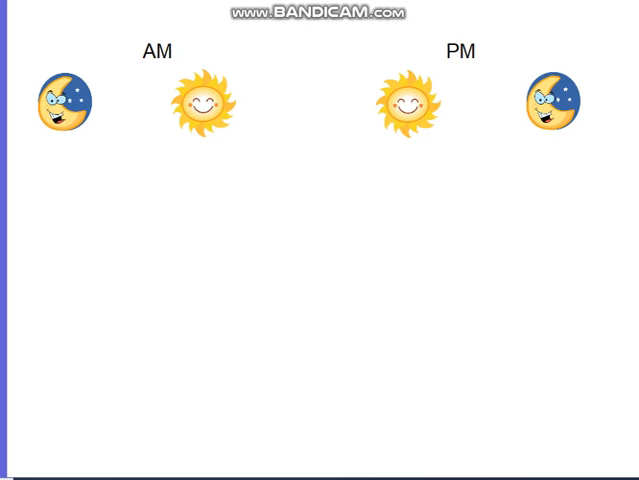Hi, I'm going to briefly explain how AM and PM work and how we can convert AM and PM into the 24-hour clock. So firstly, what we're going to look at is the timeline for AM and PM. When we're thinking about AM, it runs from midnight until midday. AM equals the time from midnight at nighttime all the way to midday in the day.